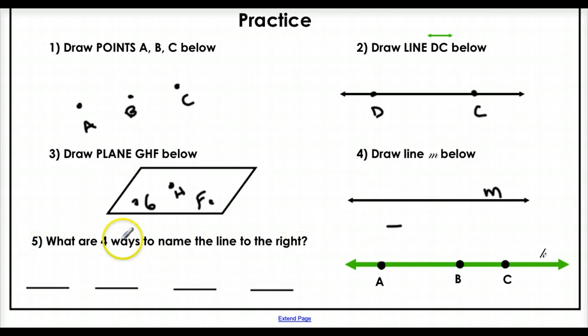And finally, what are 4 ways to name the line to the right? Now, the 4 ways to do this are this. We know that we can name a line by using any 2 points on it. So we could pick any 2 points. It doesn't matter the order. This could be AB. This could be BC. This could be AC. And these could be reversed. It doesn't matter what order you put these in. And it could also be K.